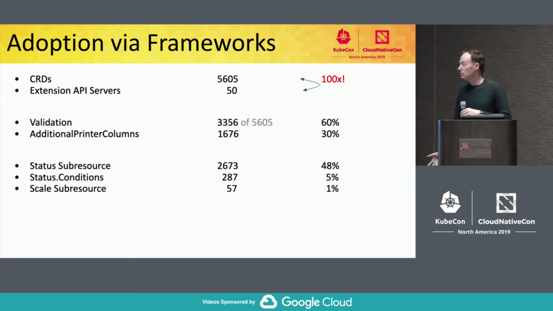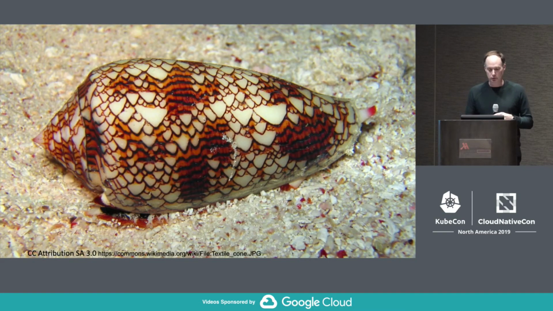And conditions, that's an area where I think we could work to tell people whether they should use those and how to use them. Scale subresource surprised me, no one basically uses scale. And it seems like it's just as easy to use as status, but only 1% of the CRDs I could find define scale. Maybe that's because not everything needs to be scaled, or if it needs to be scaled, it needs more than one dimension. But that's something to reflect on.